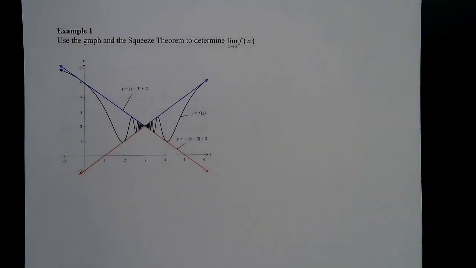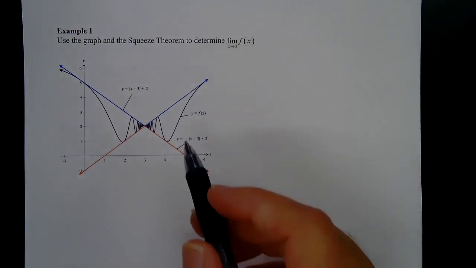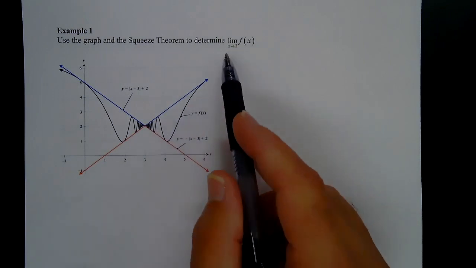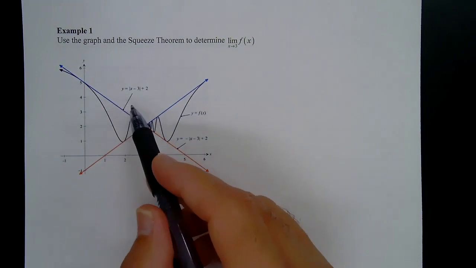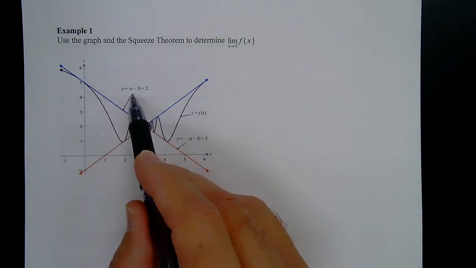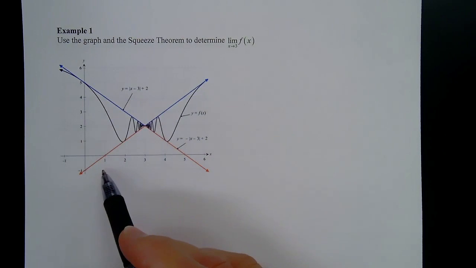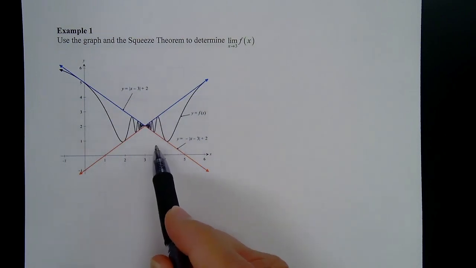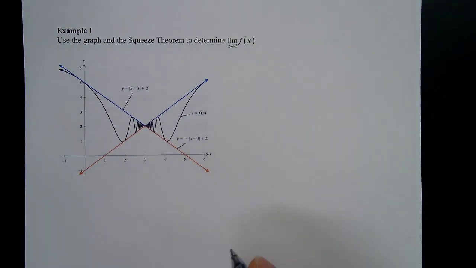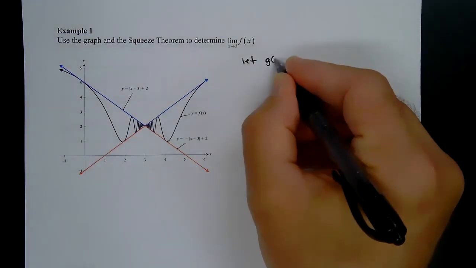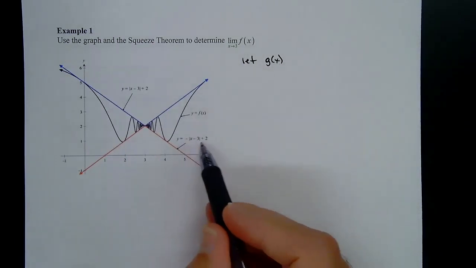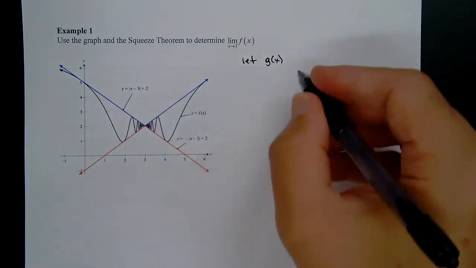All right, let's do a problem now. So this is our function that we're trying to find the limit. The limit as x approaches 3 of f of x, all right? Above that function is this blue one, right? And it's actually the absolute value of x minus 3 plus 2. Below it is this one, negative absolute value of x minus 3 plus 2, okay? So we're going to let g of x, and this is what you'd have to do. You'd have to come up with this. You're not going to have to do that because I'm giving it to you, okay?